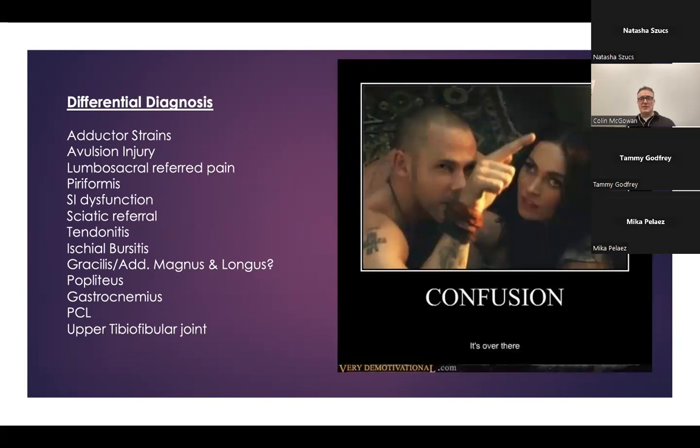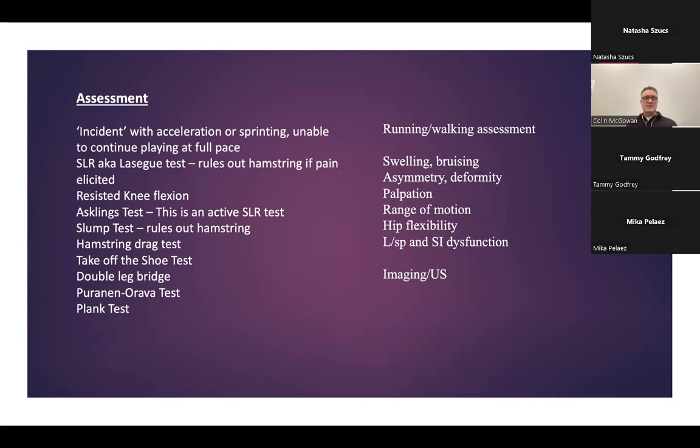So differential diagnosis. You might want to rule out a number of these: adductor strains, avulsion injuries, anything going on with the lumbar spine, SI joints, referrals. So it's important to rule these things out, like doing the slump or any of the other important tests. Rule out a PCL tear, that's going to affect the hamstrings as well, because it's going to be pulling the tibia back. A number of things.